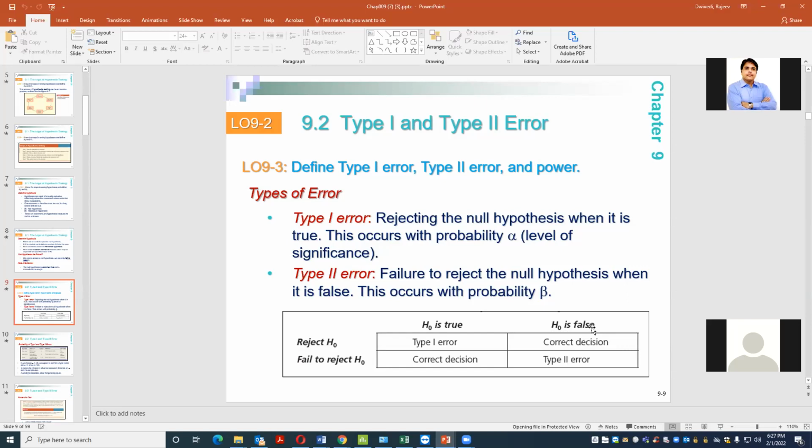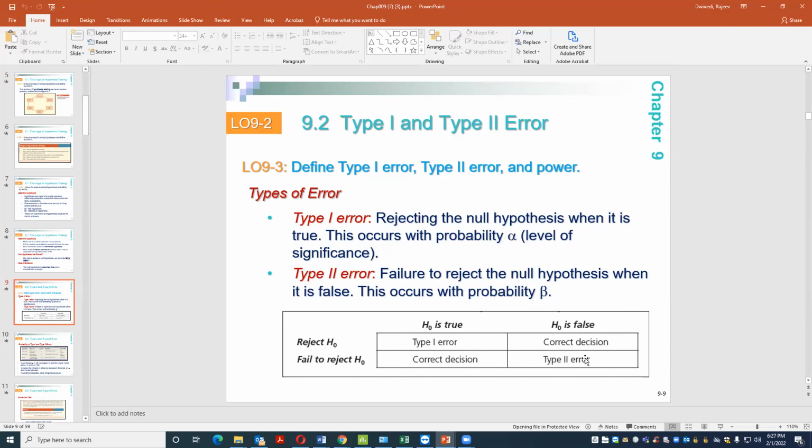H0 is false and you reject the null hypothesis, that is the correct decision. H0 is true and you fail to reject, which is also a correct decision. Again, if the null hypothesis is true and you fail to reject, that is correct. But if H0 is false and you fail to reject the null hypothesis, this is another case. This can be possible in hypothesis testing.